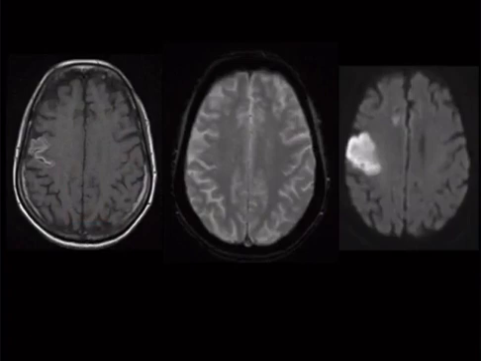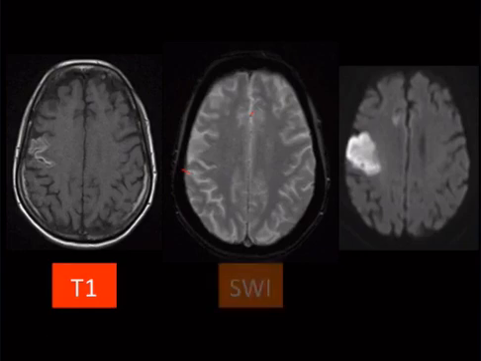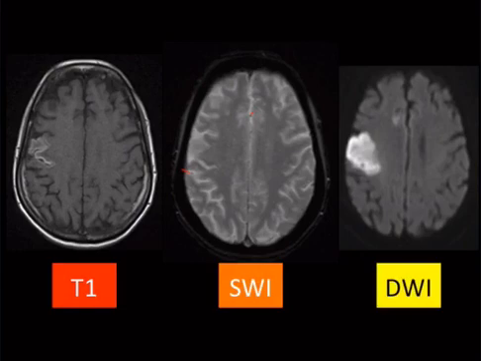Okay, so next case here. Let's review the sequences. Important to do that. So can't really see the CSF for sure, but it looks dark. White matter is white, so that is T1. I'll just help you out that if you can see this little speck right here, this is actually a hemosiderin sensitive sequence. That's a little trickier. This one's diffusion, obviously.